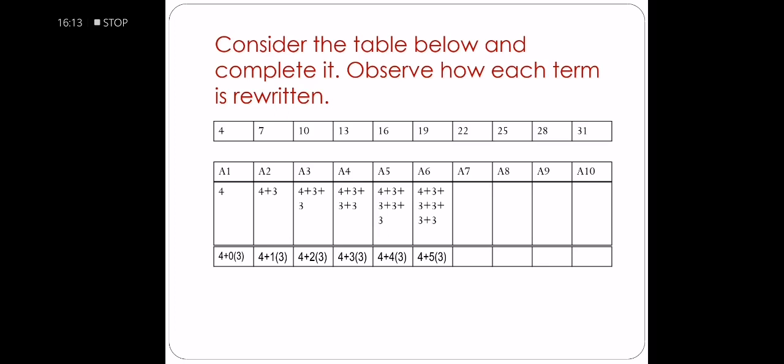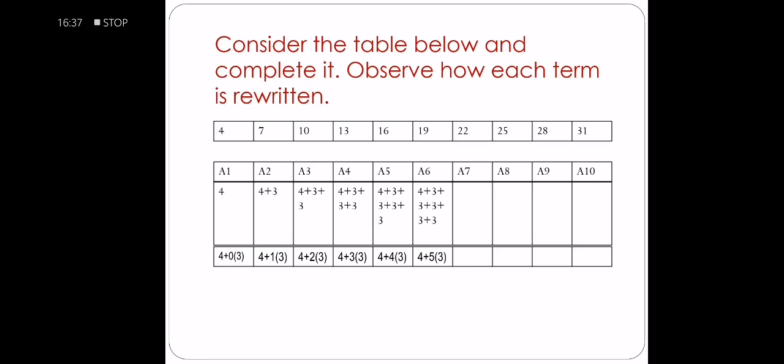So, consider the table below and complete it. Observe how each term is rewritten. We'll just reuse our result from activity number 4, the number of matchsticks used. So, we have 4, 7, 10, 13, 16, 19, 22, 25, 28, and 31. They line up with each other. To get a sub 1, it is simply 4.